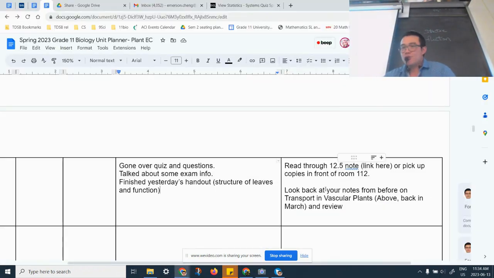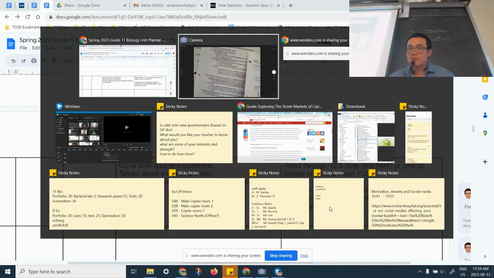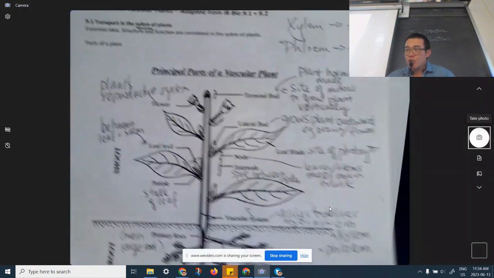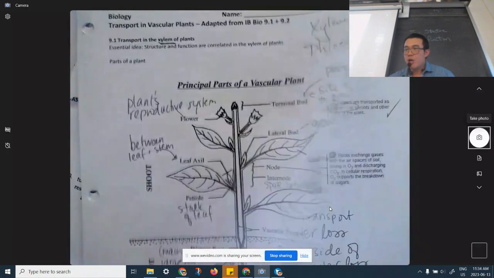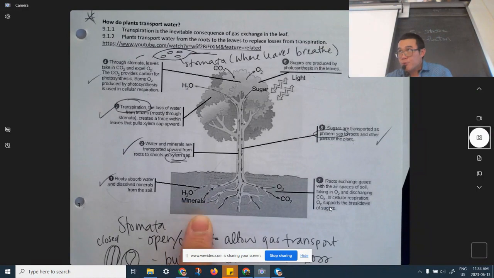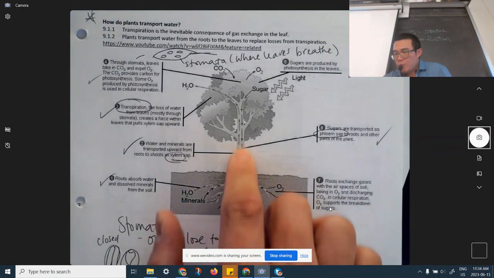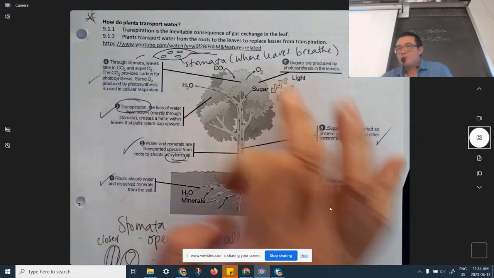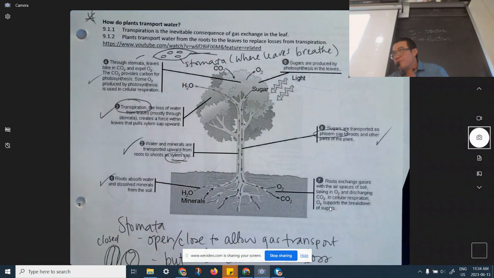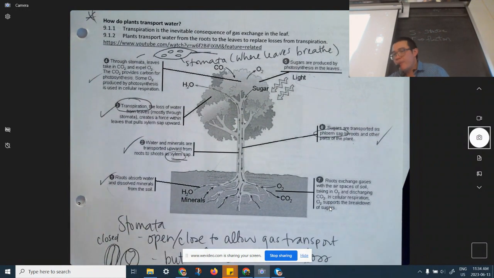Look back at your notes. You can access the notes. We have the same notes that talk about the same thing. We talked about that back in March. Remember all this? Talking about how water and minerals go from the root hairs of the plant all the way up to the top of the trees. The process of transpiration. So make sure you remember and read those.